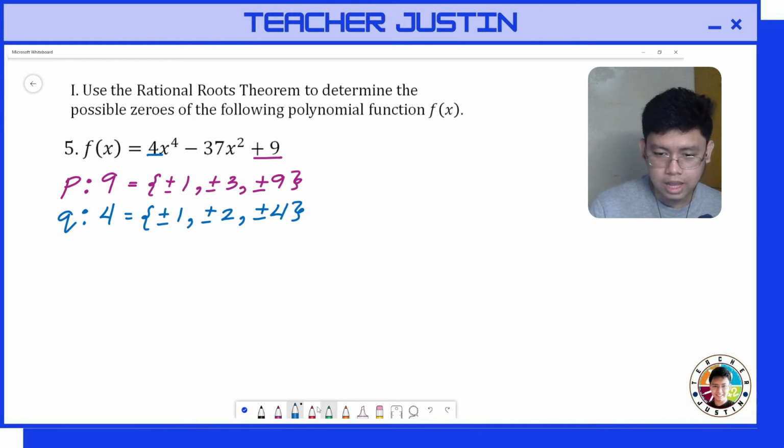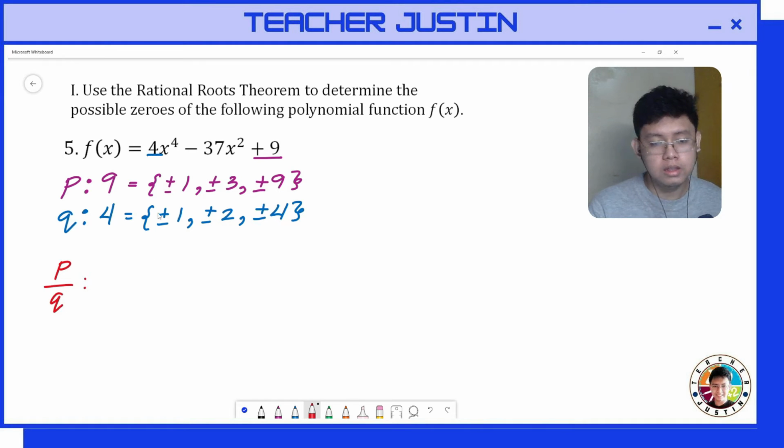Alright. Then let's identify our p over q. So we will divide our factors of p by the factors of q. So our p over q will be equal to, so let's divide. 1 divided by 1 is ±1. 3 divided by 1 is ±3. 9 divided by 1 is ±9.